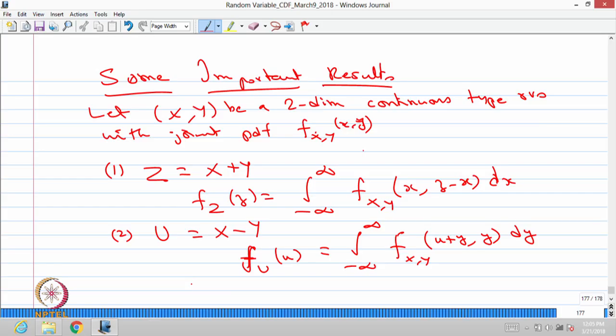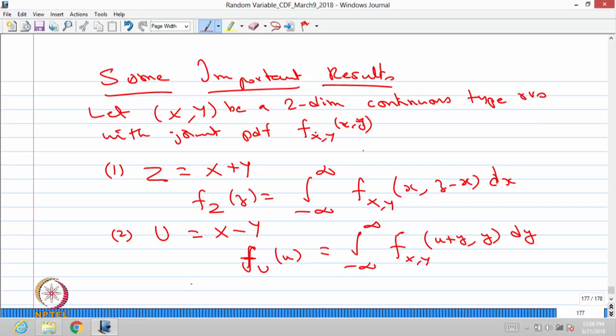That means we are applying the theorem by suitable inclusion of one dummy random variable, getting the joint distribution, then getting the marginal distribution from the joint distribution. So, that is what this result says. The probability density function of Z is the integration from minus infinity to infinity of the joint probability density function of (X, Y) by replacing x by x and replacing y by z minus x.